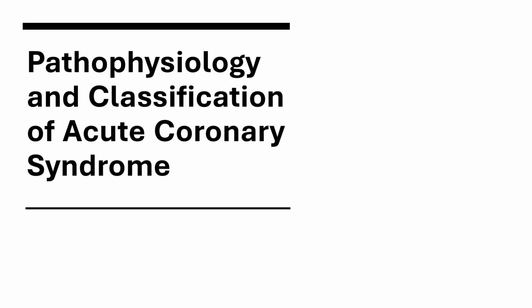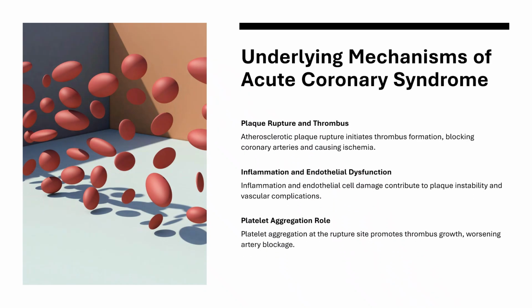Pathophysiology and classification of acute coronary syndrome. Underlying mechanisms of acute coronary syndrome. ACS primarily results from atherosclerotic plaque rupture that leads to thrombus formation and myocardial ischemia. Inflammation, endothelial dysfunction, and platelet aggregation play a key role in the pathogenesis.